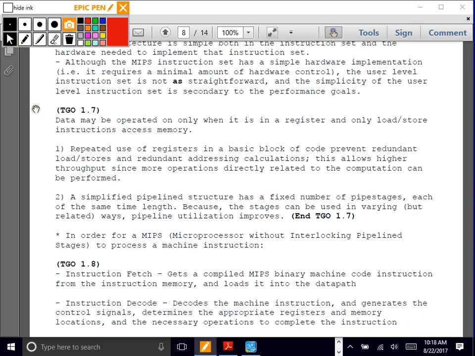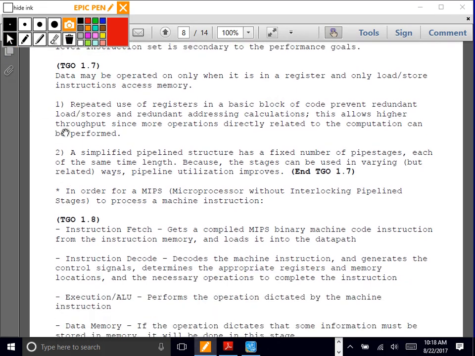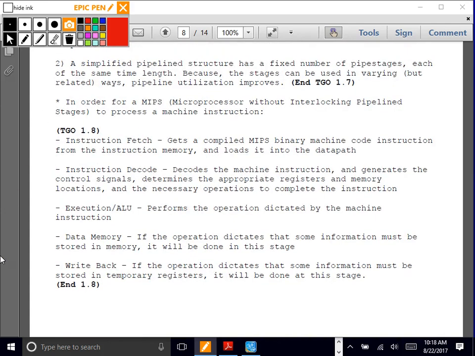So for 1.8, I'm going to scroll down here. I'm guessing everybody's got through number one, so if you're catching up, I'll leave two at the top. But TGO 1.8 are the definitions of the five stages of the MIPS data path. Now, as you'll see, especially when we get into Tensilica and in the ILS courses later in the semester, sometimes there'll be seven stages, but they'll dedicate two stages to performing different types of the same thing. So they have two execution stages and two data memory stages to try to split those stages up so that way they can improve the throughput of the machine.